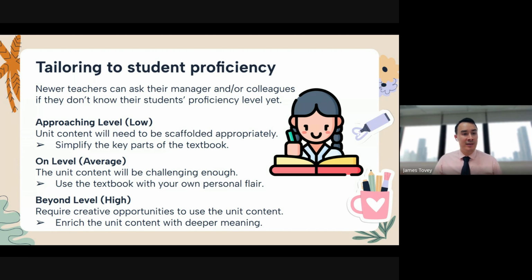Yeah. So there's your different levels. Have a bit of a think about what you think your students are at, and therefore how you may need to adjust the content.